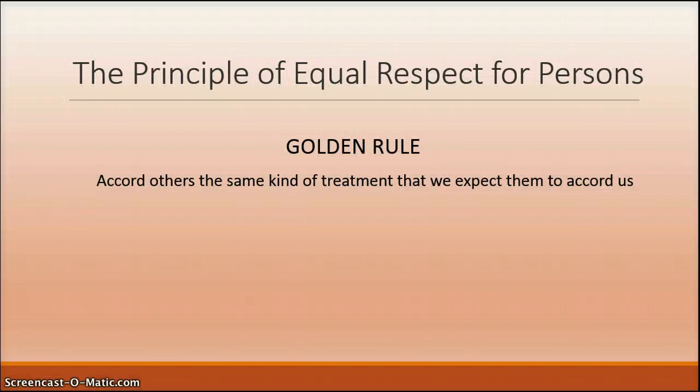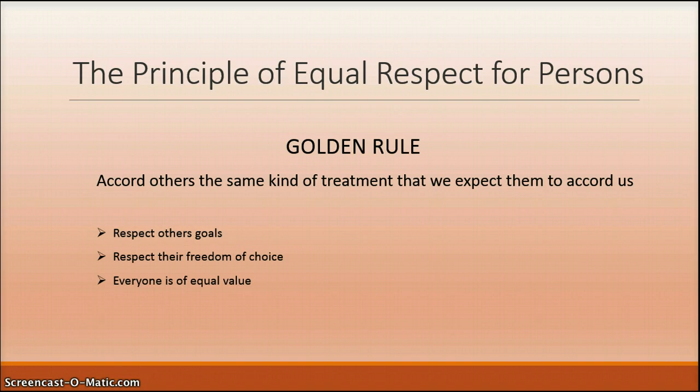The second principle is the principle of equal respect for persons, and what Mr. Strike put in there was the golden rule. Just pop it in your head when you think of this: equal respect for persons, golden rule. The golden rule, if you guys don't know what it is, do unto others as you would have them do unto you. So what he quotes in his article is, accord others the same kind of treatment that we expect them to accord us. Wow.